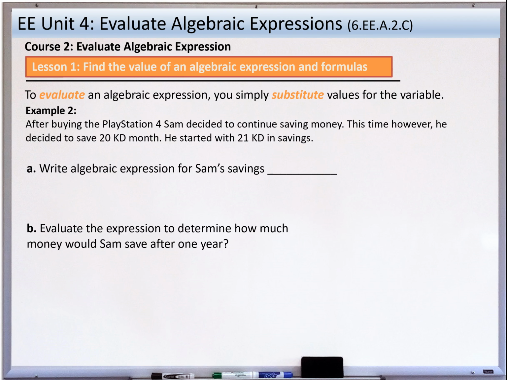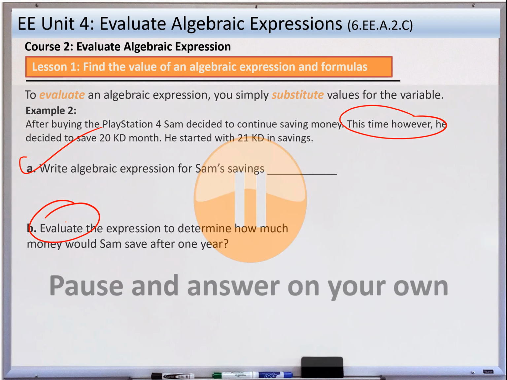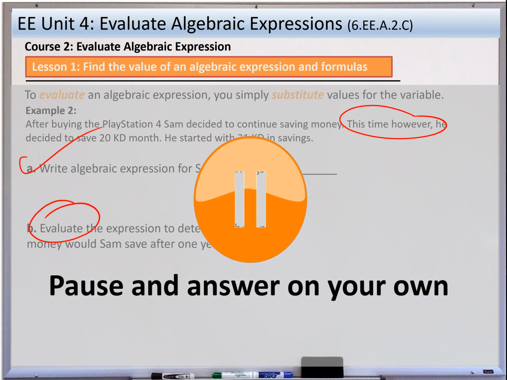All right, so look at another example. After buying a PlayStation 4, Sam decided to continue saving money. This time, however, he decided to save 20 KD. He started with 21 KD in his savings. So first we're going to write the expression. We've done that before. And then we're going to evaluate it. Go ahead and pause the video and let me know what you come up with.